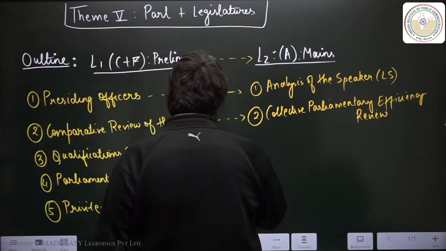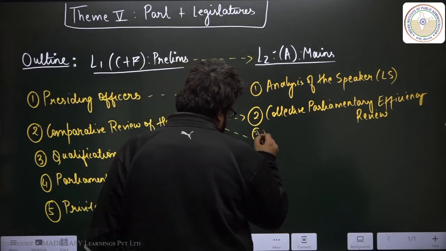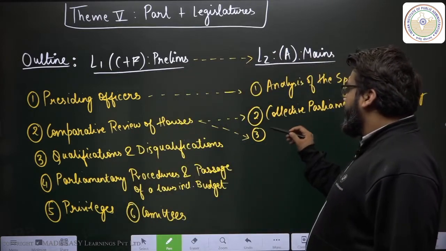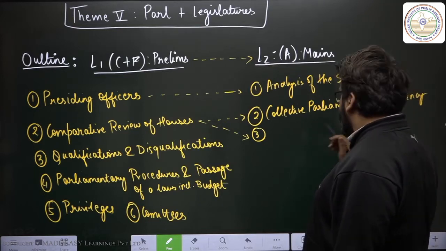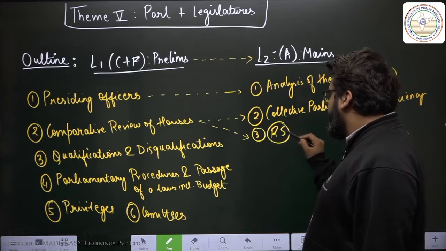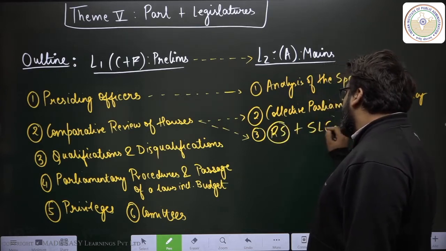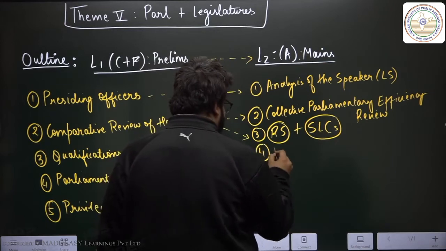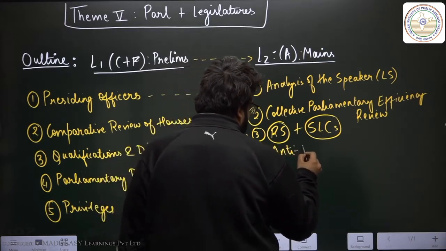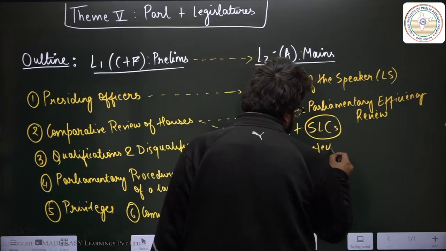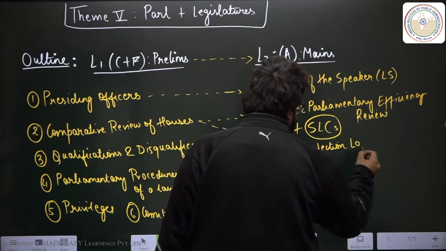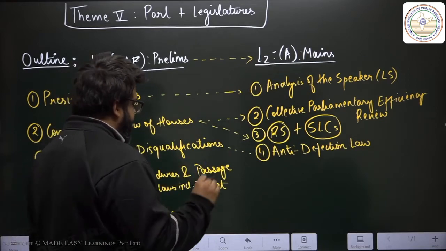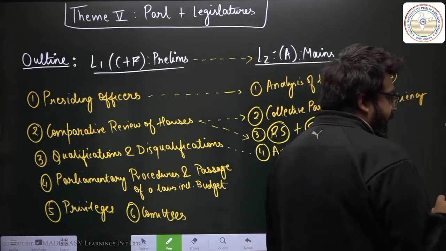All right. Third, very specifically, analyzing the office of the Rajya Sabha and state legislative councils. From qualifications and disqualifications, we will do a proper analysis of anti-defection law. Parliamentary procedures and passages of laws, including the passage of a bill.